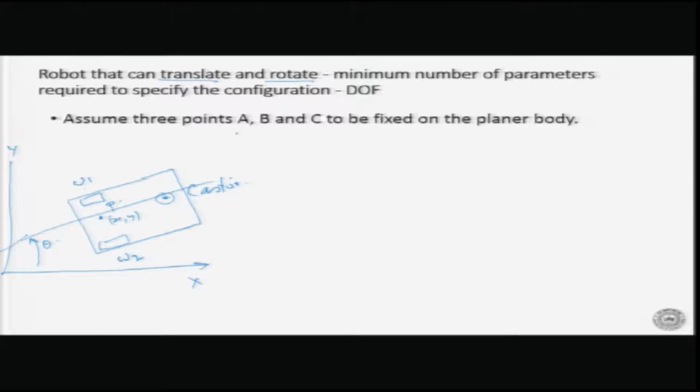Now, let us assume that I fix 3 points on this robot, and then find out how many parameters are required, or the minimum number of parameters required, to specify the position and orientation of this robot. So, I take 3 points. Now, the first point A, I put it here. This is my point A, and it has coordinates, let us say, xa and ya. Now, this point A could be anywhere on this robot. There is no constraint on it.